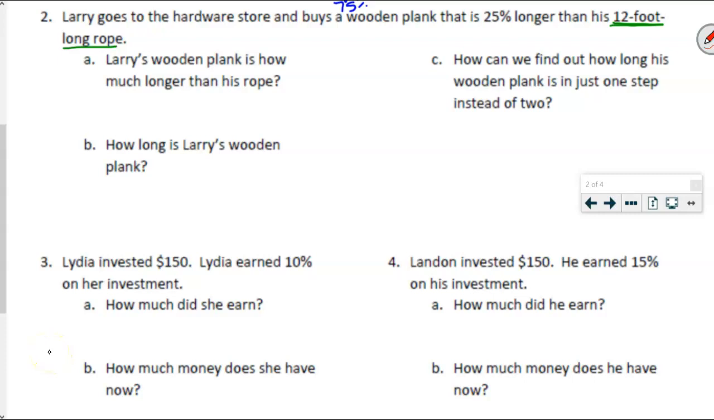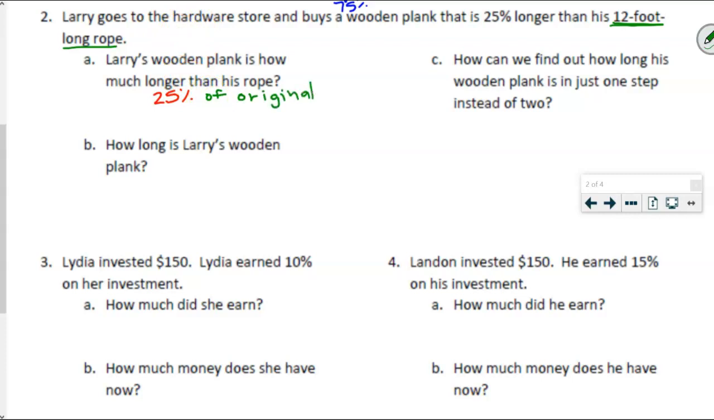Since his rope is 12 feet long and his wooden plank is 25% longer than that, I'm curious to know how much longer the plank is compared to the rope. Since the plank is 25% longer, I first need to find 25% of the original amount.